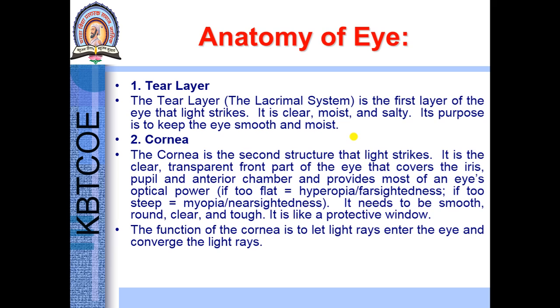Next comes the cornea. It is the transparent front part of the eye that covers the iris and pupil. Its function is to let the light rays enter the eye and it does the main function of converging the light rays.